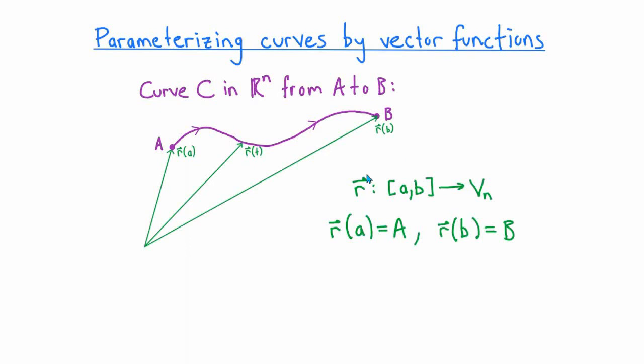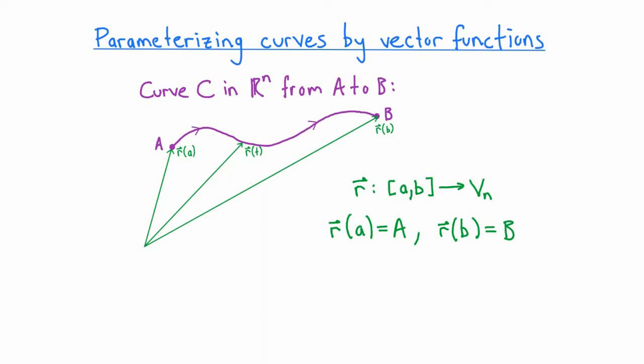We say that a vector function r from an interval [a, b] to the space of vectors in n-dimensional Euclidean space parametrizes the curve C if r(a) is equal to A, r(b) is equal to B, and if the tips of the position vectors of r(t) trace out the curve C as t varies from a to b.